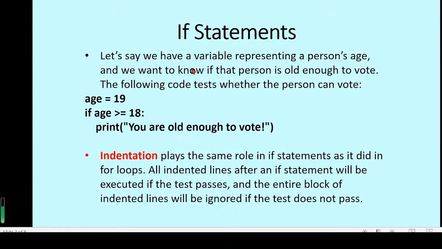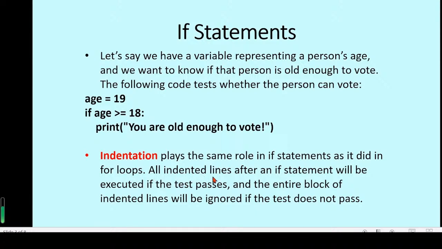So let's say we have a variable representing a person's age, and we want to know if that person is old enough to vote. The following code tests whether the person can vote. So assign 19 to this age variable. So this if statement tests if age is older than or equal to 18, then the message 'You are old enough to vote' will be printed out. And indentation plays the same role in an if statement as it did in a for loop.